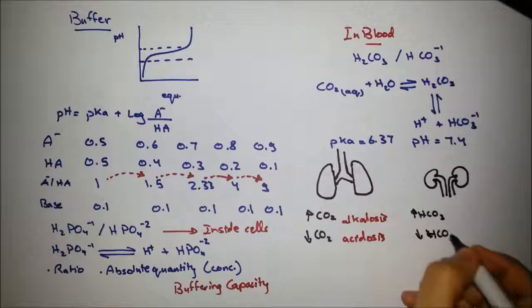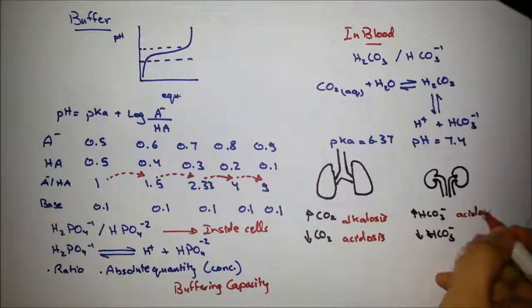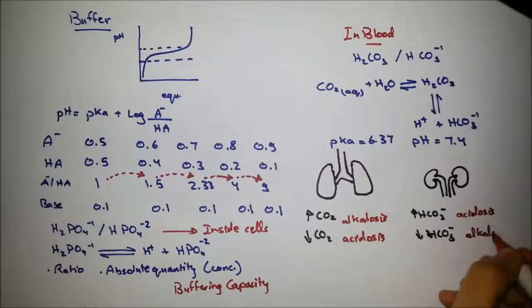If excess bicarbonate was excreted, the pH will decrease and the resulting condition is called metabolic acidosis. And of course, metabolic alkalosis will be the condition resulting from bicarbonate accumulation due to inadequate excretion. If any of these disorders occurred, the opposite will take place to compensate for the changes in the blood pH.